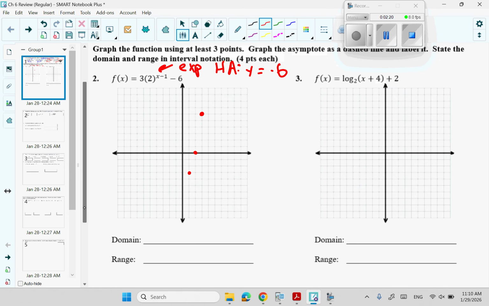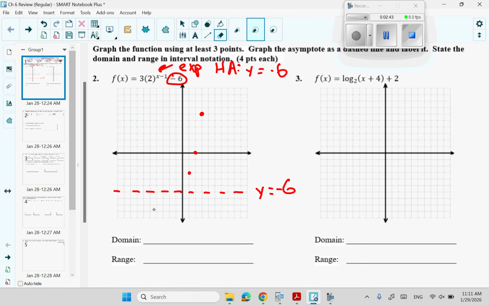So I need to draw that on there. 3, 4, 5, 6. The dashed line at y equals -6. And interestingly enough, where does this -6 come from? Well, it comes from right there in the equation. Outside is a vertical transformation, and it goes down 6 units. So instead of defaulting to 0, it's at -6. Then I can draw the rest of this.